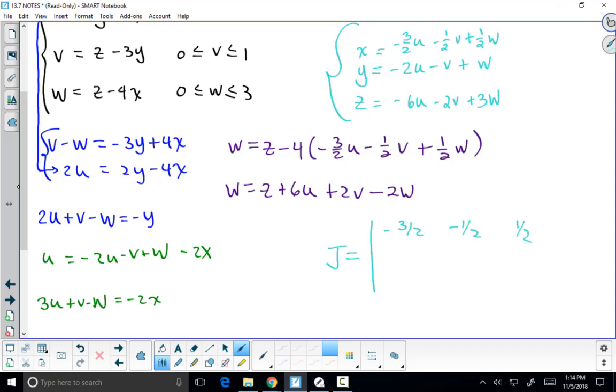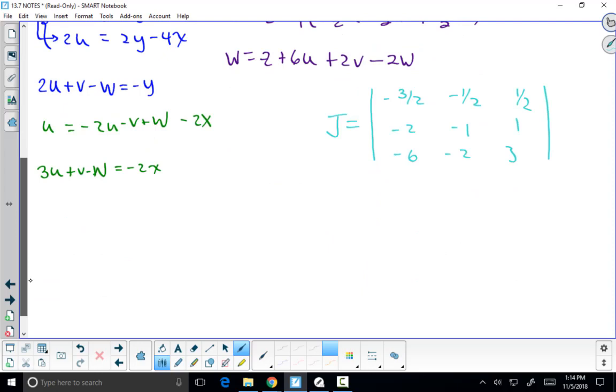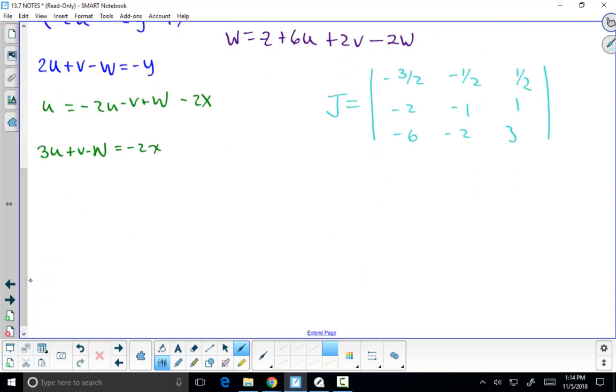Okay, so then our determinant is going to be our Jacobian. So we have to take the determinant of a 3 by 3. And how many have never taken a determinant of a 3 by 3? Right, exactly. You've all done it. It's the cross product. I'll show you it again.